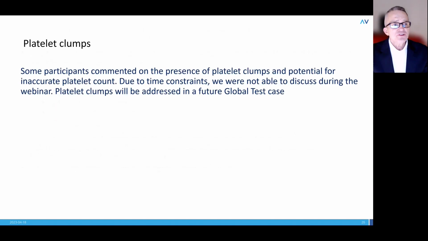And last, I just want to mention that platelet clumps were seen and commented on by some of the participants. However, for the sake of time, I'm going to hold this conversation to a later date, maybe a subsequent test case where we have more time. But yes, there were definitely platelet clumps in these patients, and some of you did comment on their presence and that there might be a potential for inaccurate platelet counts.